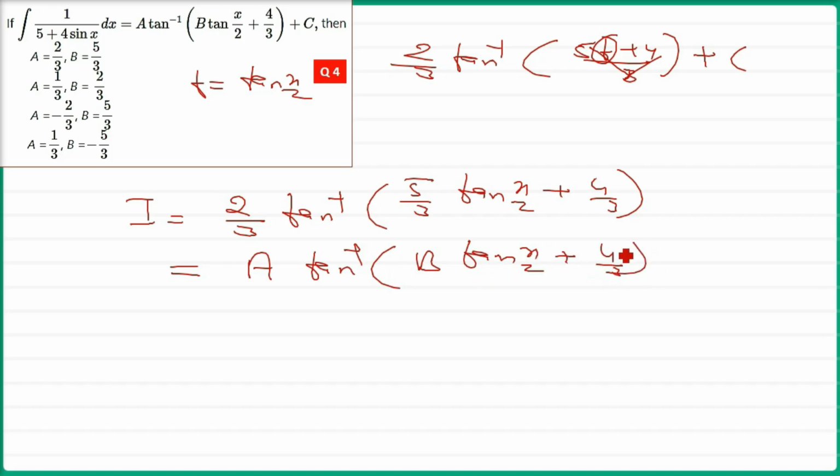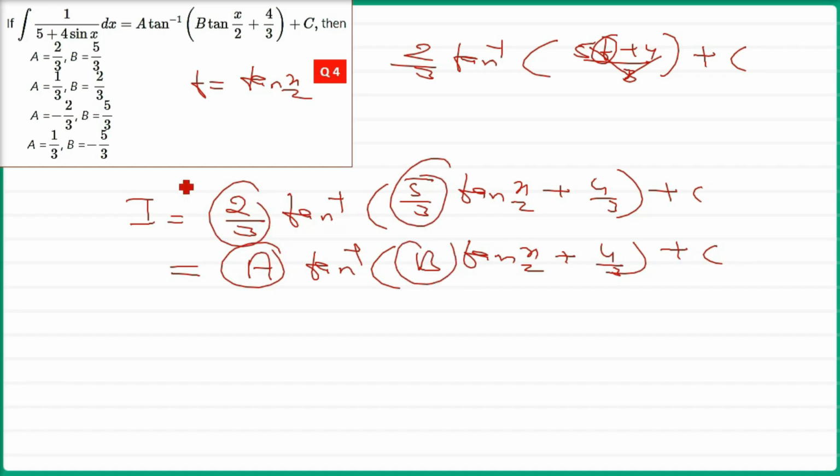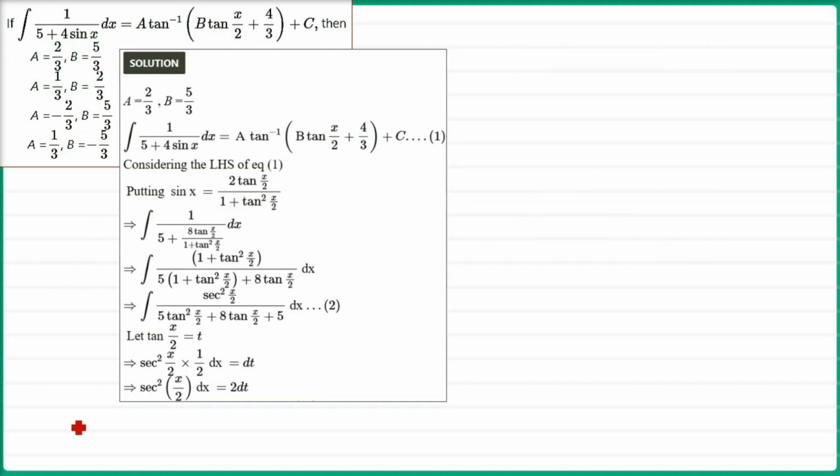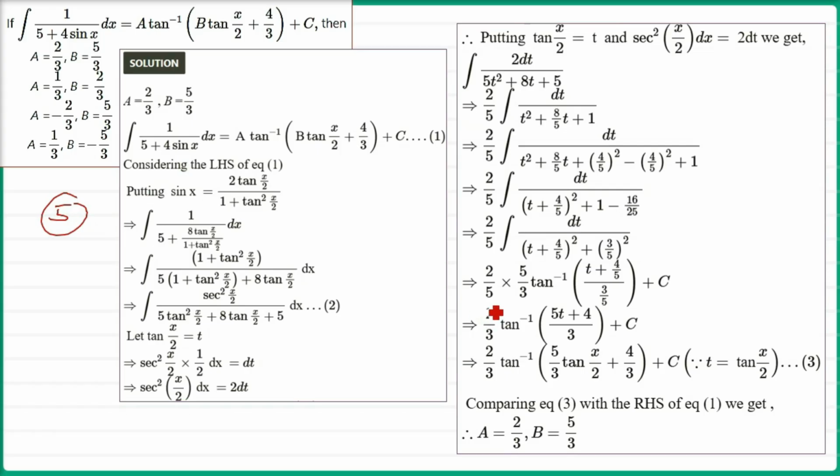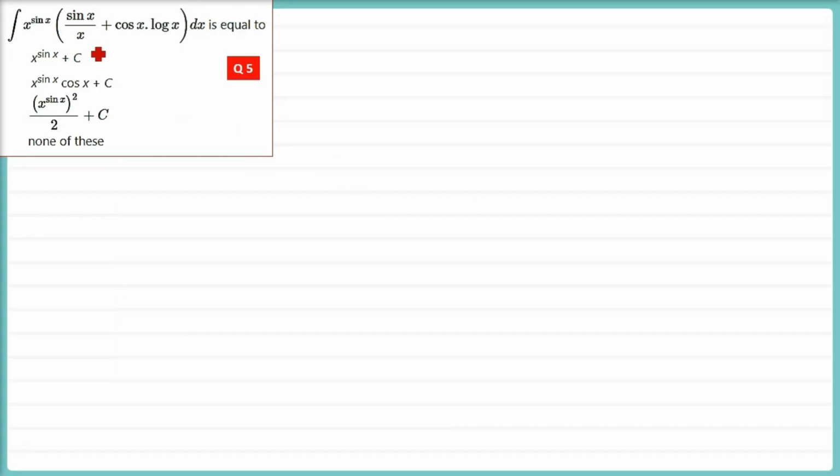So when you equate this, what are you going to get, with a constant of integration? a is 2 by 3 here and b is 5 by 3. So a is 2 by 3, b is 5 by 3. That's your result. So how to complete it? This is a 4 or 5 marks question, so it's a very important question, right? All of this has to be done. You need to know the tan x by 2 formula, the perfect square, and finally 1 by a tan inverse x by a.